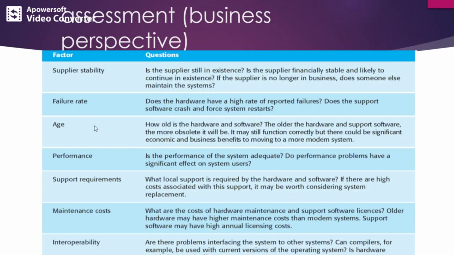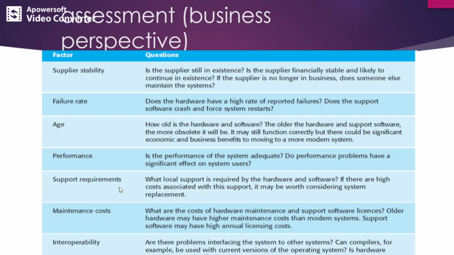Next factor, performance. Is the performance of the system adequate? Now this is more important. Once your software or system has been built, you know the performance of your system. Later, as years go by, you have to see whether the performance has declined. You need to see that. Do performance problems have a significant effect on system users?